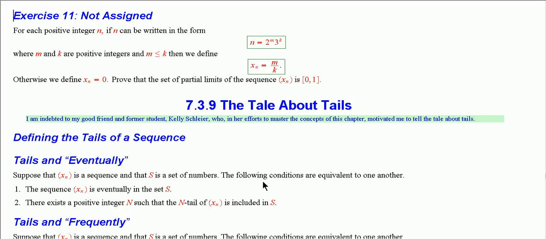I wish I could assign number 11. Now, I think I can start talking to you just a little bit about the notion of a tail, and then next time we'll do the tale about tails. So I want to give you a definition, and that's as far as we'll go.